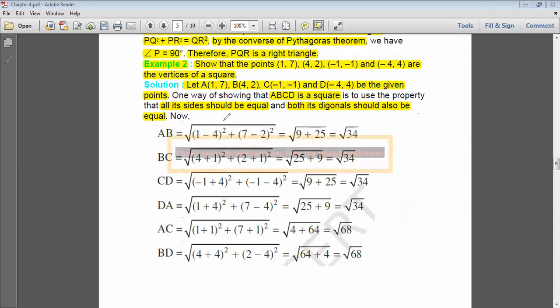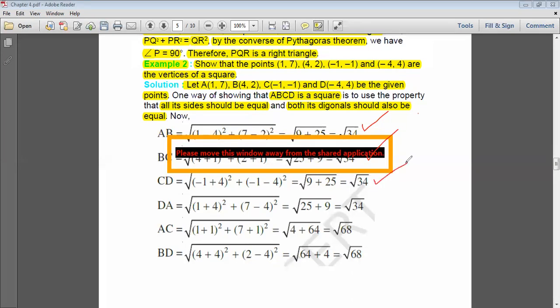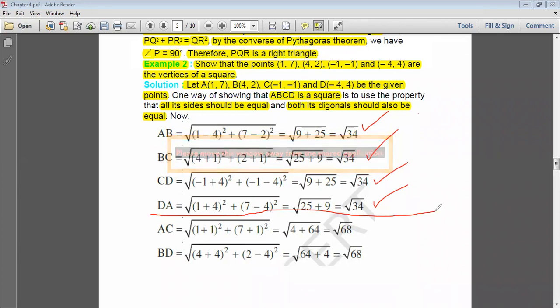We have found that AB is root 34 and BC is again root 34, and CD is root 34, and again DA is also root 34. So some students may stop till here. For exams they may think we have proved that all the distances are equal. Okay, fine, that's all. No, you can't stop there. You have to find the diagonals also.